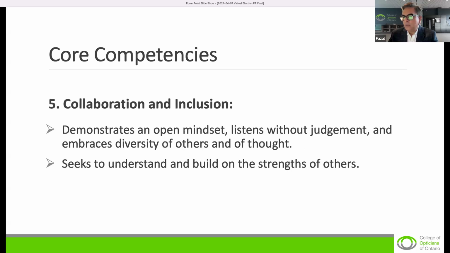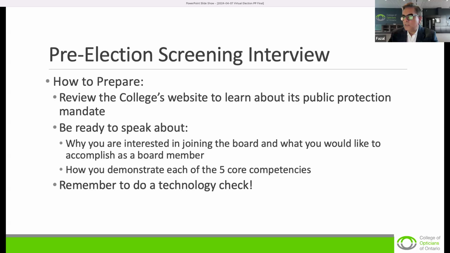Collaboration and inclusion, demonstrating an open mindset, understanding that there's value to different perspectives from different backgrounds, and that a diverse inclusion will probably lead to a better decision. So I think I already spoke a little bit about getting ready for the pre-election screening interview. Review the college's website for sure, learning what we do. And then be ready to speak about things like, why are you interested in joining the board, and what would you like to accomplish as a board member? And maybe how you can demonstrate each of those 5 core competencies or give an example.